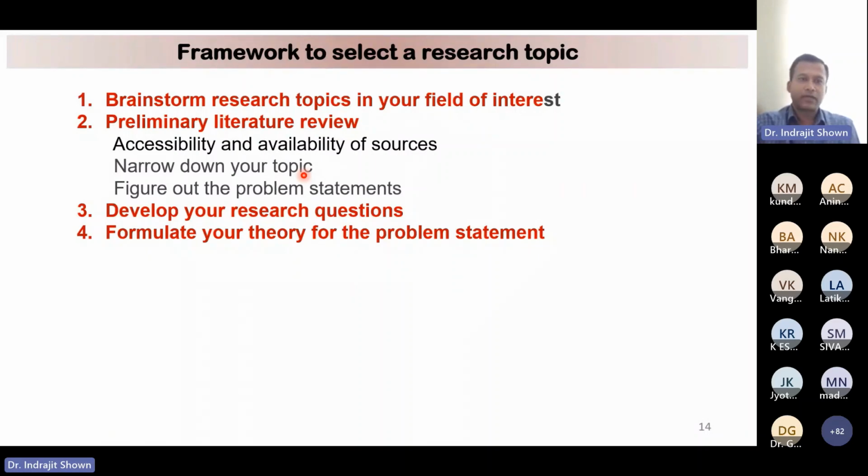Then from there, you can narrow down your topic, from a wide topic to a narrow topic, and then figure out the specific problem statement, that is the research question, because this will come again and again. Any place, whether finding the research topic, research title, or even at manuscript writing time, you have to figure out the problem statement. Then the third one, develop your research questions. Based on all this initial preliminary literature review, you have to develop your research question, particularly why you want to do this and what is the significance of that. And then formulate your theory, or based on that, make a plan. That whole thing is called the framework to select a research topic.